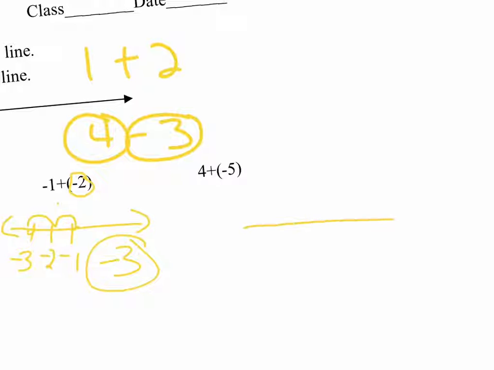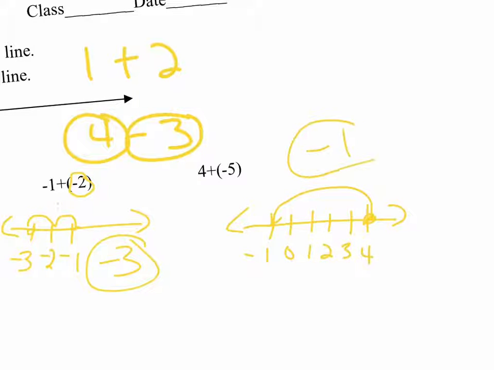So then I'm going to have my number line. I start at positive 4 here, and this is a negative 5, so since it's a negative, you move to the left because it's getting smaller. 1, 2, 3, 4, 5. So this is 3, 2, 1, 0, negative 1. So I started here, and I ended here, so I get negative 1 for this answer.